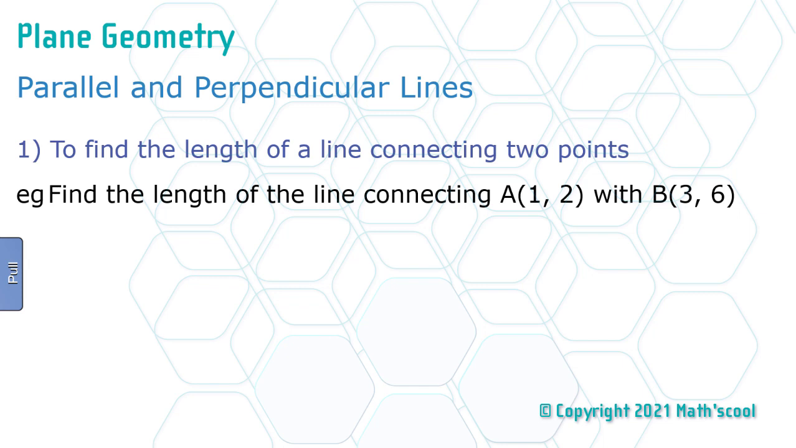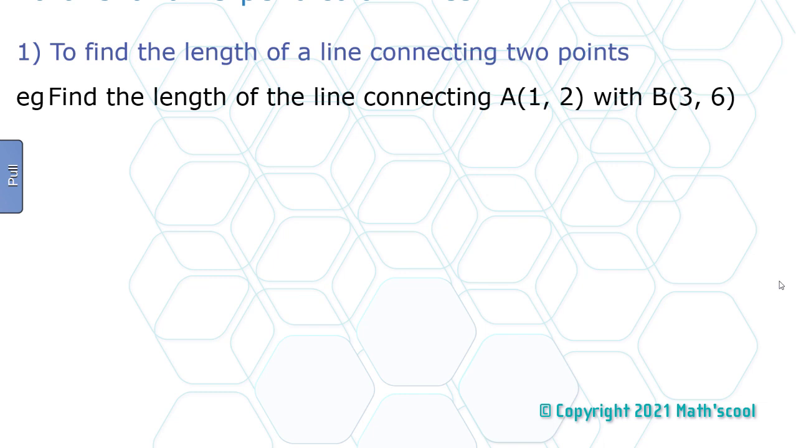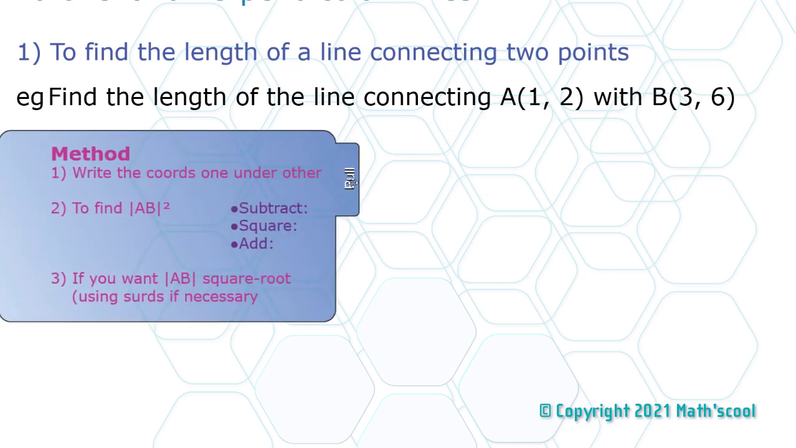So as I said, the first bit of the lesson is just going to be straightforward stuff. It's just going to be the mechanism for how we do things. Okay, so parallel and perpendicular lines. First thing we want to do is find the length of a line connecting these 2 points. So we've got 2 points here, A and B, and this is the method that we're going to use.